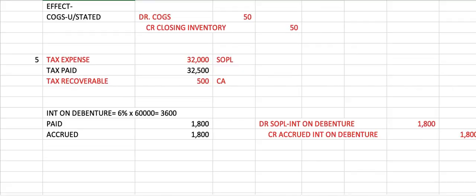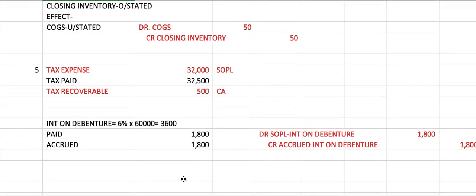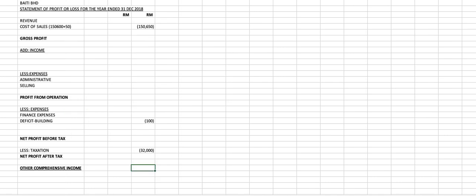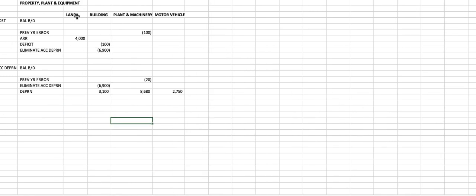Okay, settle that one. All done? So that is all, those are the only items that need adjustment. So the rest of the items you just copy. Whatever you have not taken out from the trial balance, for example ordinary share, preference share, you just copy and put inside here. Balance b/d for OSC, PSC. Revenue you put in the SOPL. Okay, cost of sales, we have done that. Land, building, plant, machinery, motor vehicle, those are costs, and you put them as the balance b/d here. Accumulated depreciation is also balance b/d here, given in the trial balance.